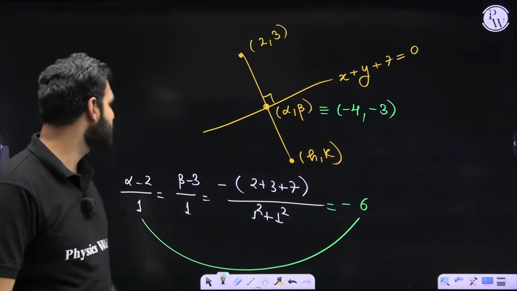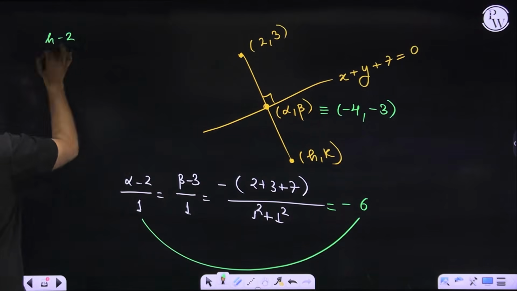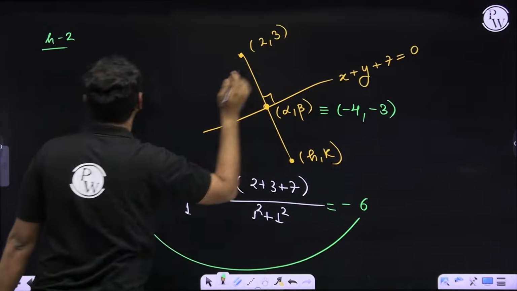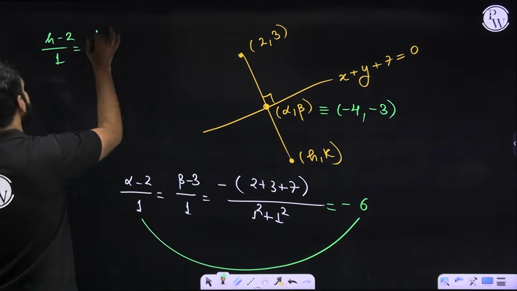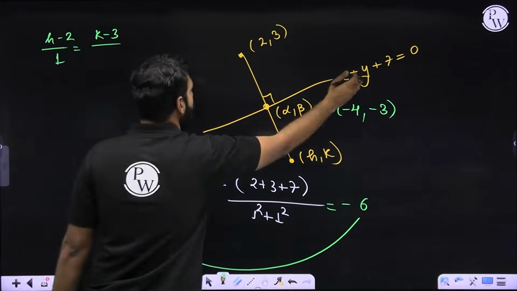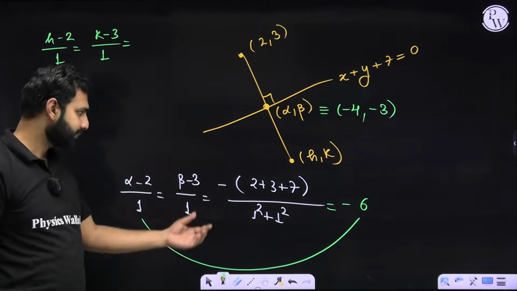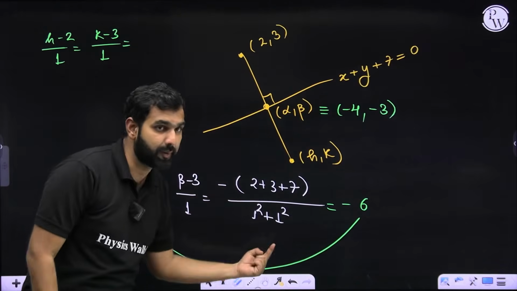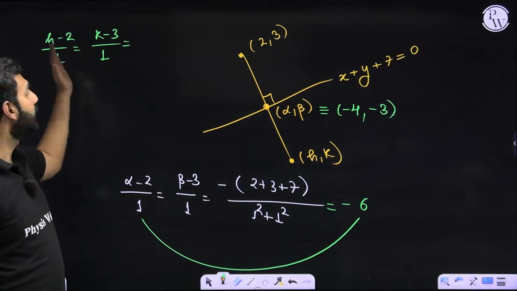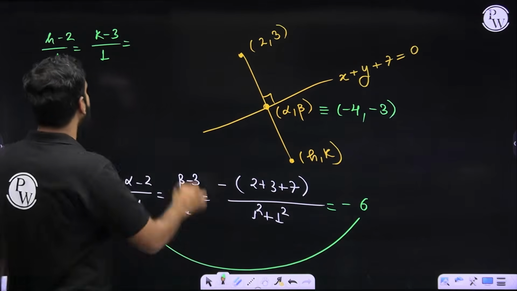What about the mirror image? For the mirror image, the formula is even simpler. You will say (h minus 2) divided by the coefficient of x is equal to (k minus 3) divided by the coefficient of y, which is 1, should be equal to, in this formula, when we were dealing with this concept of feet of the perpendicular, when you deal with the mirror image, we say minus 2. So instead of this minus 1, I'll put a minus 2 here.